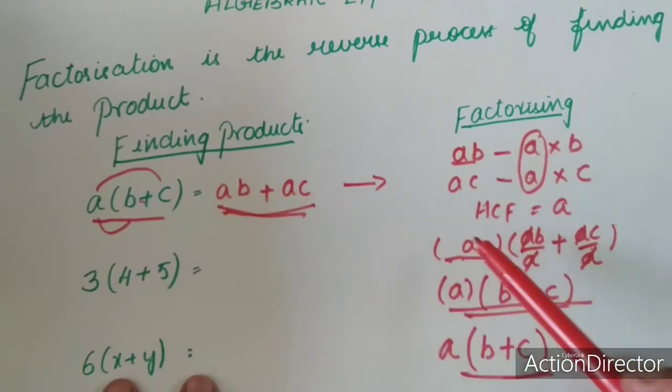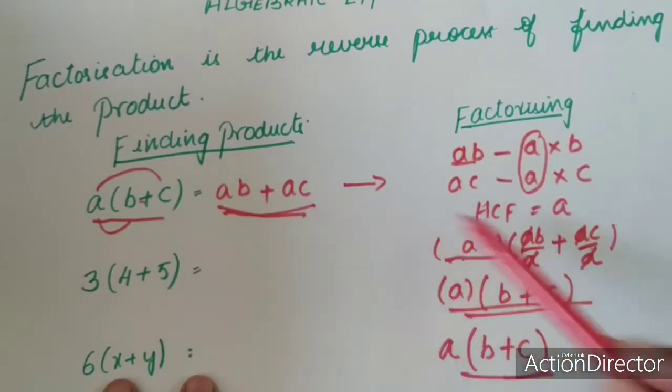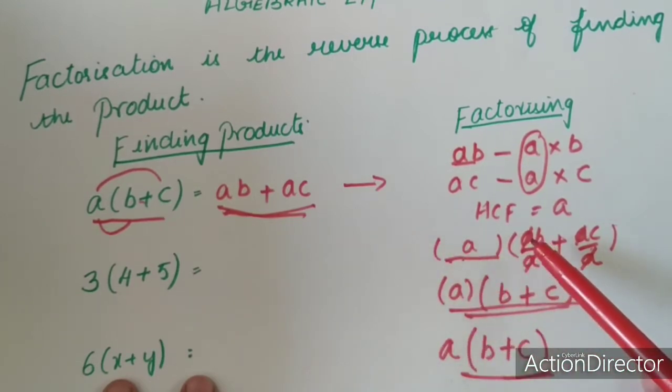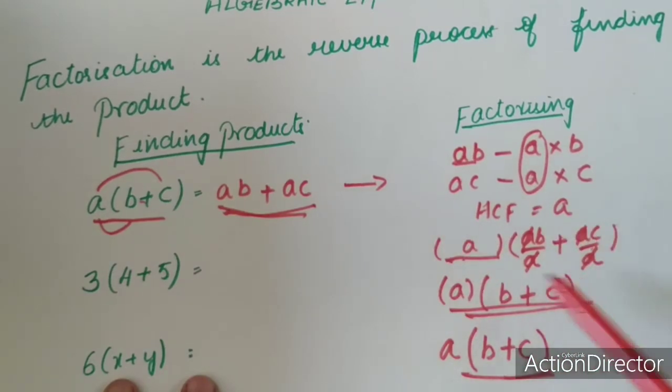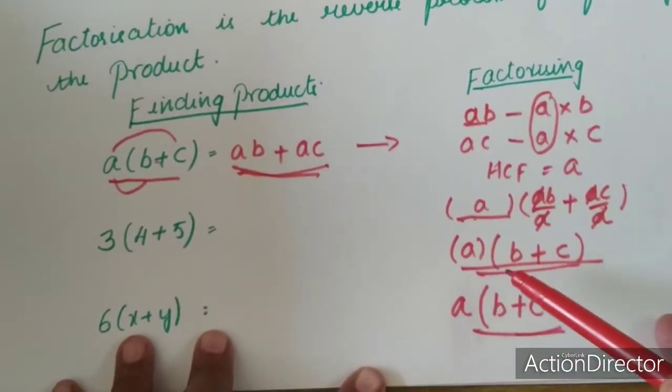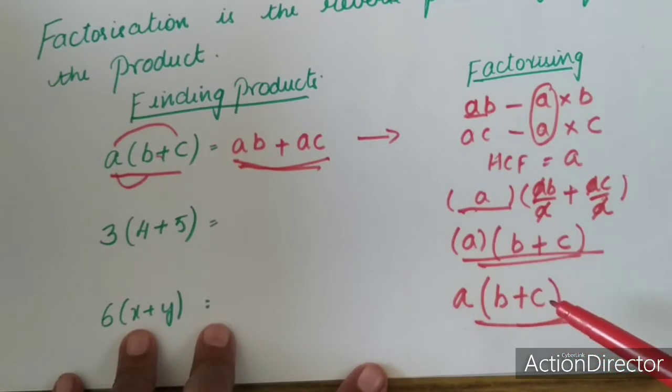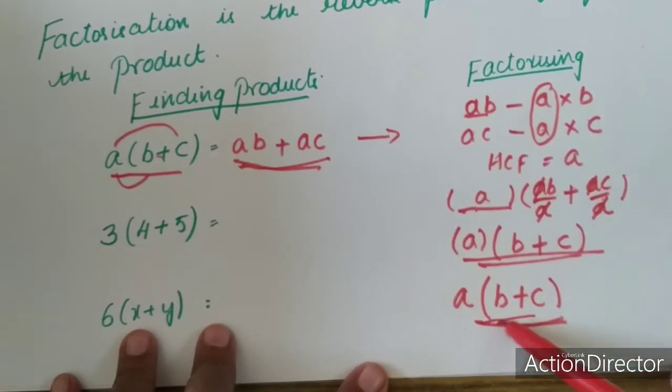Now your first term is AB, so AB divided by A. If it is plus sign, you will put plus sign. If it is minus, you will put minus sign. Since that is plus, I am taking the plus sign. So the first term will be AB divided by A plus AC divided by A. So A and A will get cancelled. You will get B plus C. After writing, the final answer will be, since there is only one term, there is no need of putting the bracket over here, so it is A into B plus C. Hope you have understood how to do the factorization.